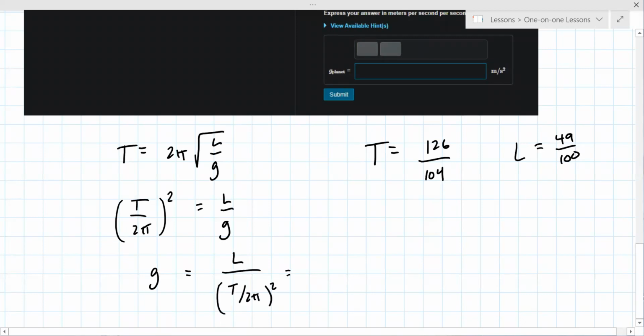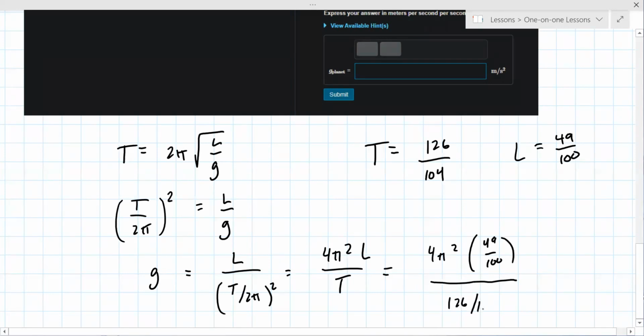Sometimes what they do is they distribute this and multiply, so it ends up being 4 pi squared L over T squared. So that's 4 pi squared, the L is 49 over 100, and the T is 126 over 104. Just calculate that out.